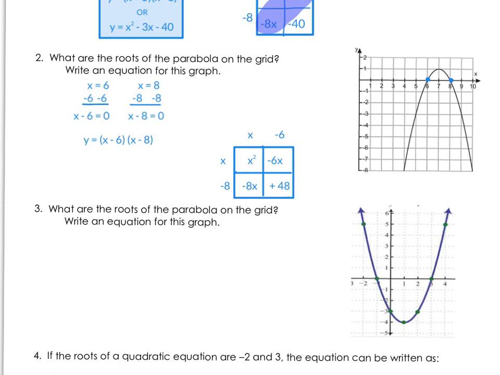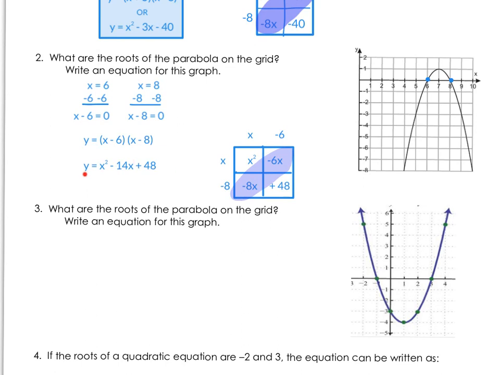Now we look for any like terms. Usually they show up in the diagonal as they do here, so I have a negative 6x and a negative 8x that can be put together. So then I write this as y equals x squared minus 14x plus 48. But now we need to do an important thing. We need to check this in our calculator to see what we get when we look at this graph.